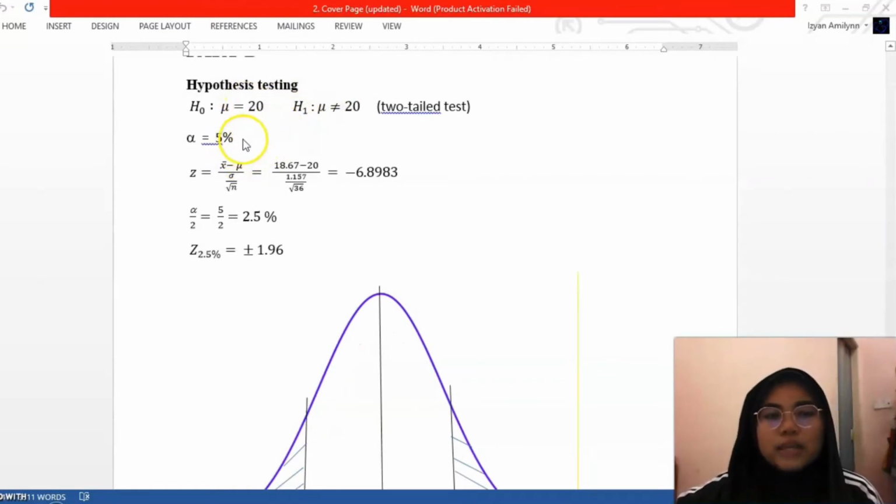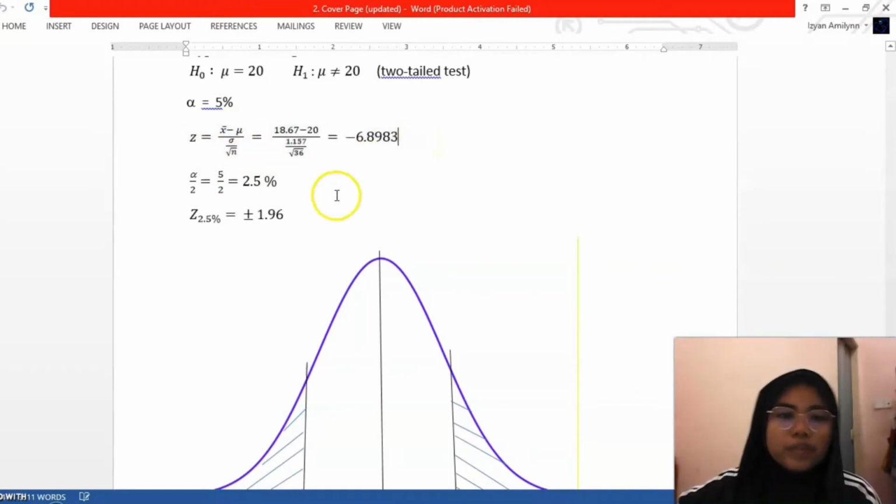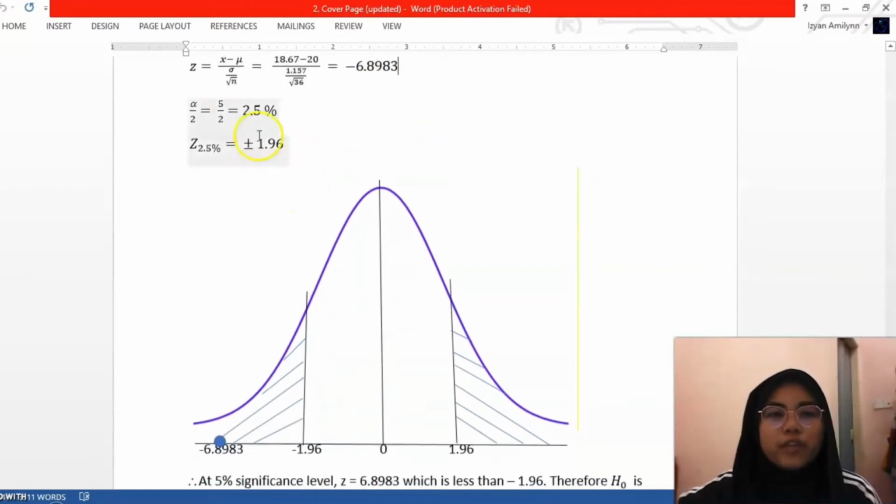The second step is the significance level. So this is our significance level, 5% here. The third step is we need to find the test statistic. Because of our two-tailed test here, we need to do the z-test. So this is the formula of the z-test. The final value is negative 6.8983.